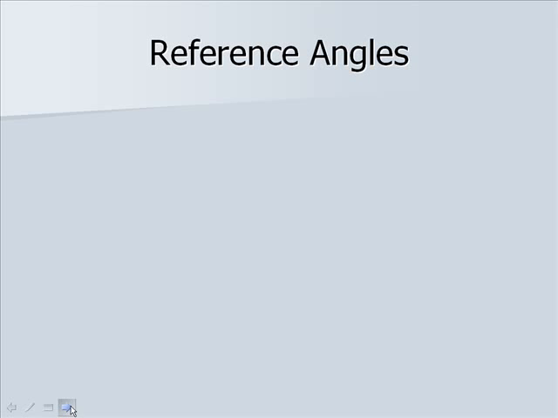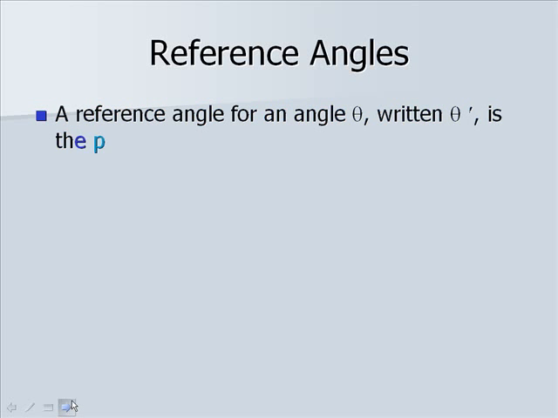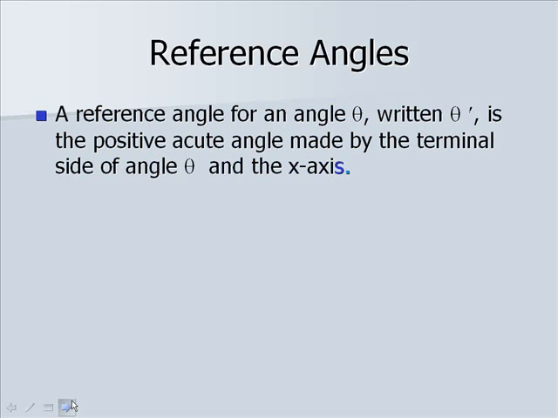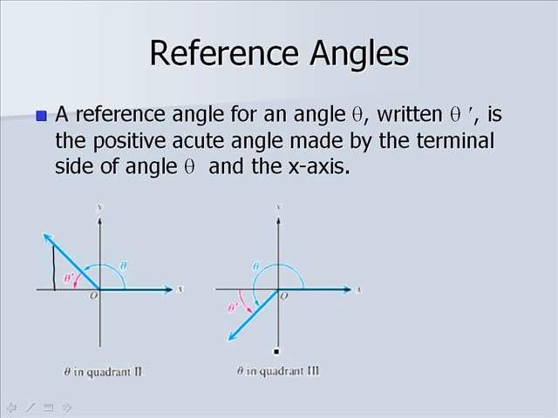Let's look at reference angles. A reference angle for an angle theta, written theta prime, is the positive acute angle made by the terminal side of angle theta and the x-axis. Here we see our angle theta with its terminal side in quadrant 2. We end up with our reference angle theta prime written here in quadrant 2. Likewise, when the terminal side ends in quadrant 3, our reference angle is here. And here's another indication when our terminal side is in quadrant 4.